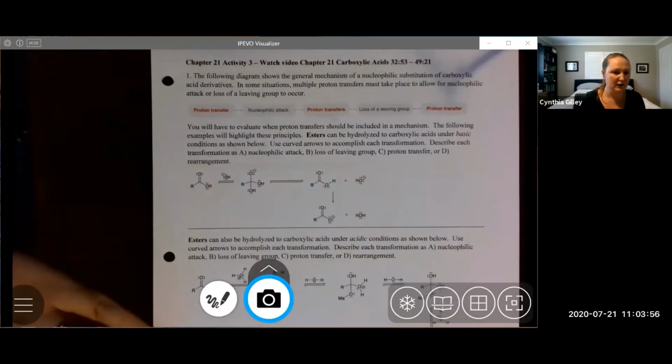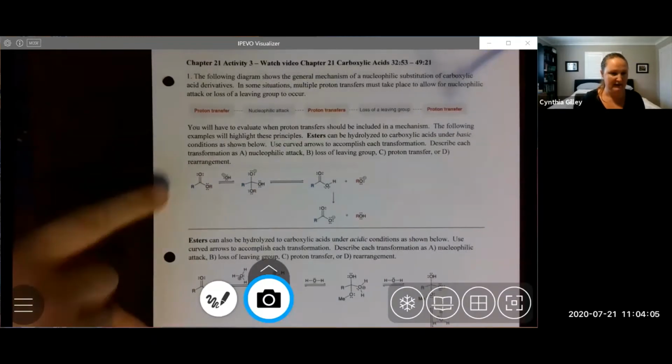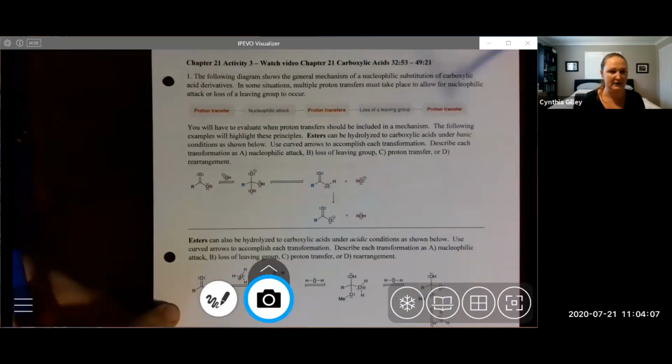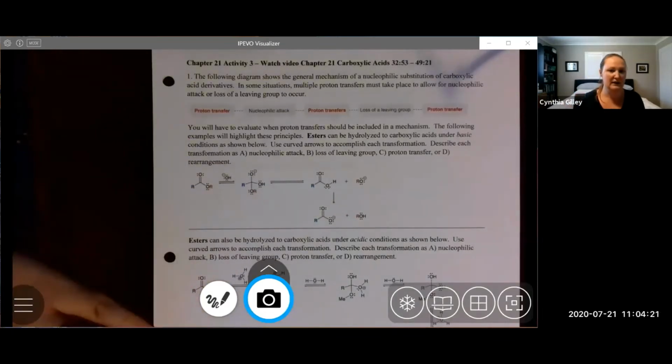And so we're going to look at esters first, and the first one is basic hydrolysis of an ester, and then the next one is acidic hydrolysis of an ester. So you can hydrolyze an ester two different ways, using an aqueous base or an aqueous acidic solution. And by the way, don't forget, I do have YouTube videos going over the mechanisms of these. So if you need an extra video to watch, those are there for you.